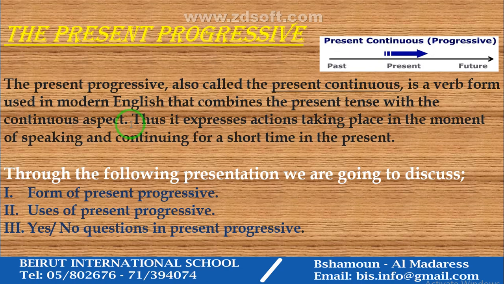So the present progressive shows us a verb that is happening in the present and continuing for a short time in the present. It didn't stop in the present. It didn't just happen and was over. Instead, it started in the present and it took a short time within the present.